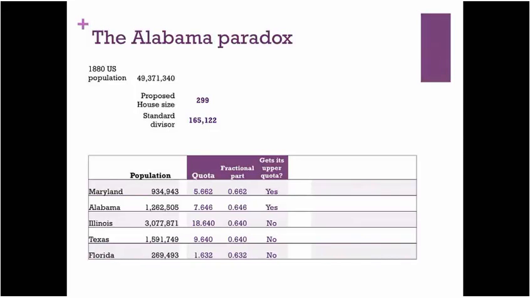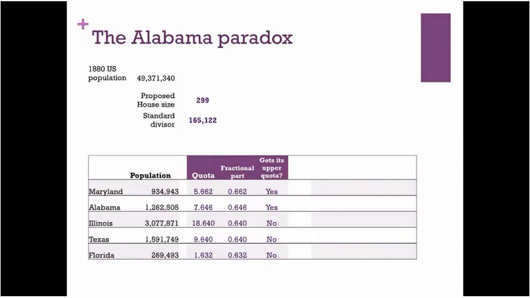One of the proposed House sizes after the 1880 election was 299. That is to say, to have 299 seats. Okay, so if that's what you want to do, you just go ahead and apply Hamilton's method. You take the 1880 U.S. population, you divide by this proposed House size of 299, and you'll come up with a standard divisor of 165,122. Now that's much smaller than the standard divisor of today because, of course, it was a much smaller country. It was a country of 49 million, whereas now we have over 300 million people living in the United States. So the standard divisor was much smaller.